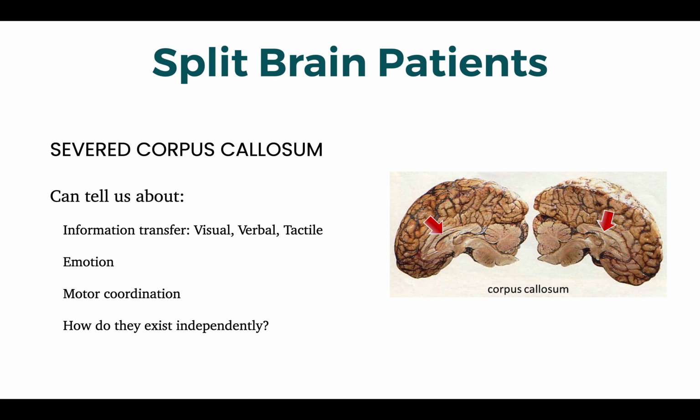They can tell us about how information is transferred, sensory information. It can tell us about emotions. It can tell us about motor coordination, and specifically how and if any of these things exist independently in one hemisphere or another, or do the hemispheres themselves exist independently of one another, and how do they do that? There have been some pretty clever experiments designed to examine questions about information transfer in specific.